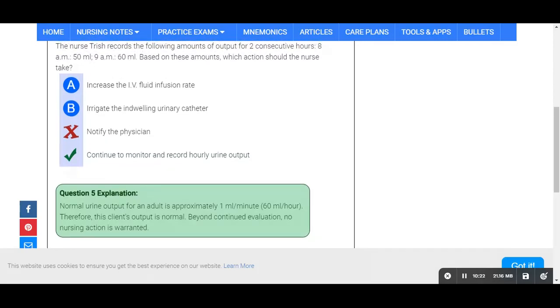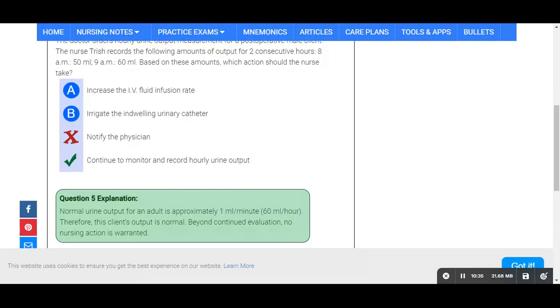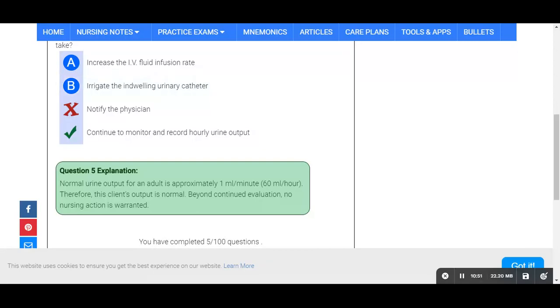So 60 ml per hour is normal. So normal urine output for an adult is approximately 60 ml per hour. Therefore, the client's output is normal. Beyond continued evaluation, no nursing action is warranted. That is true. So the problem that we identify here is that we thought that the normal output of urine is 30 ml per hour, but it's actually 60 ml per hour.